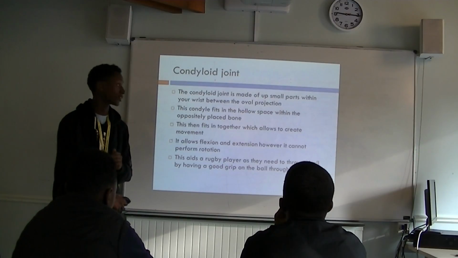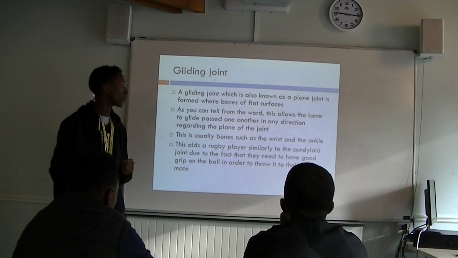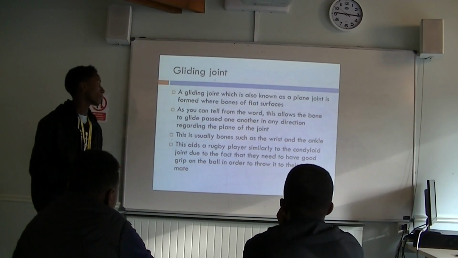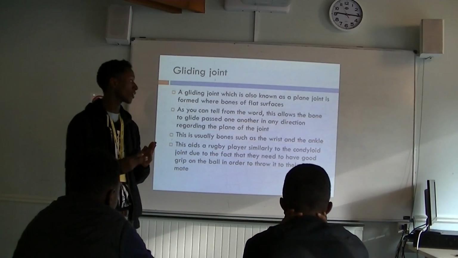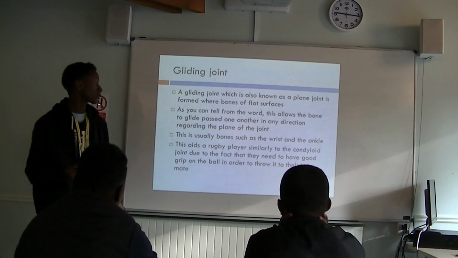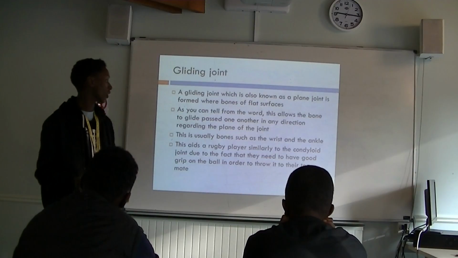A gliding joint, which is also known as a plane joint, is formed where bones have flat surfaces. As you can tell from the word gliding, this allows bones to glide past one another in any direction regarding the plane of the joint. These are usually the bones that are located within your wrist and your ankle.